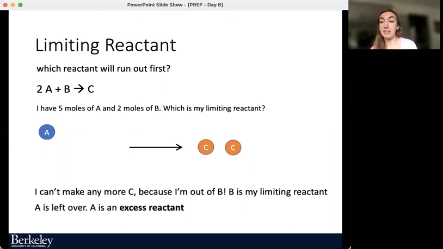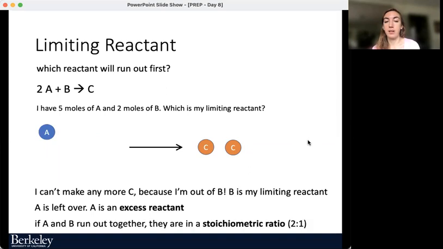So the reactant or reactants that are not limiting are called our excess reactants. I have extra of them left over once I run out of my limiting reactant. So just a word that you should recognize, if A and B run out together, they're in what's called a stoichiometric ratio, and neither of them is limiting. So if I had 4 moles of A and 2 moles of B, they would both run out at the same time. Normally, that's not the case. Normally, I have something limiting and something in excess.